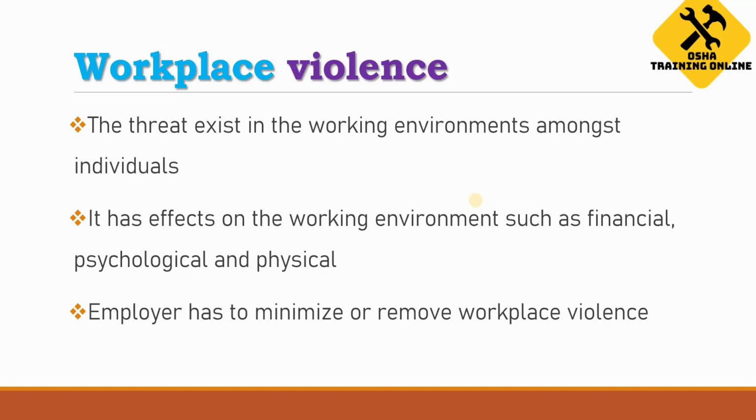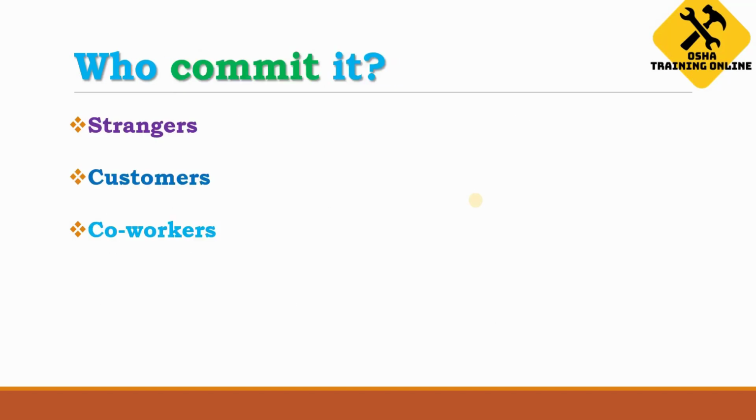The employer has to minimize or remove workplace violence. The ultimate duty of avoiding and removing workplace violence is the employer's. The employer is the ultimate person who has to counteract workplace violence. Now the question arises of who commits it. Specifically in the workplace environment, strangers may commit workplace violence, customers may also opt for it, and co-workers may also commit it.